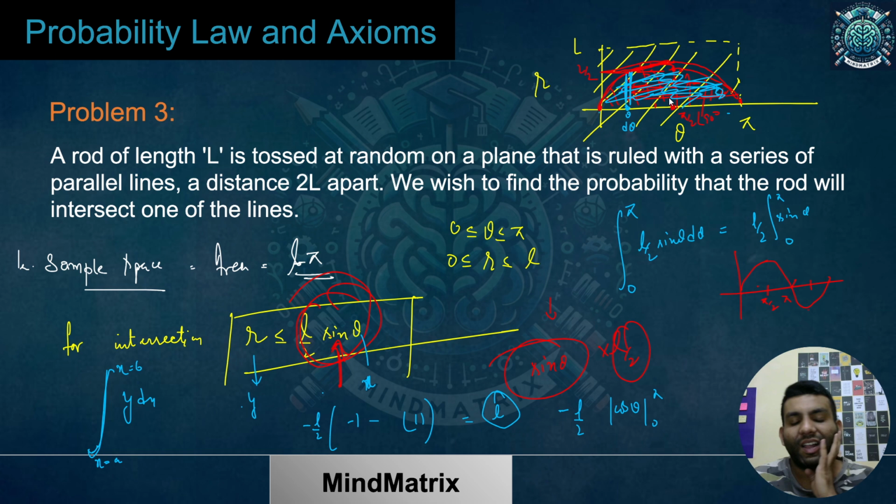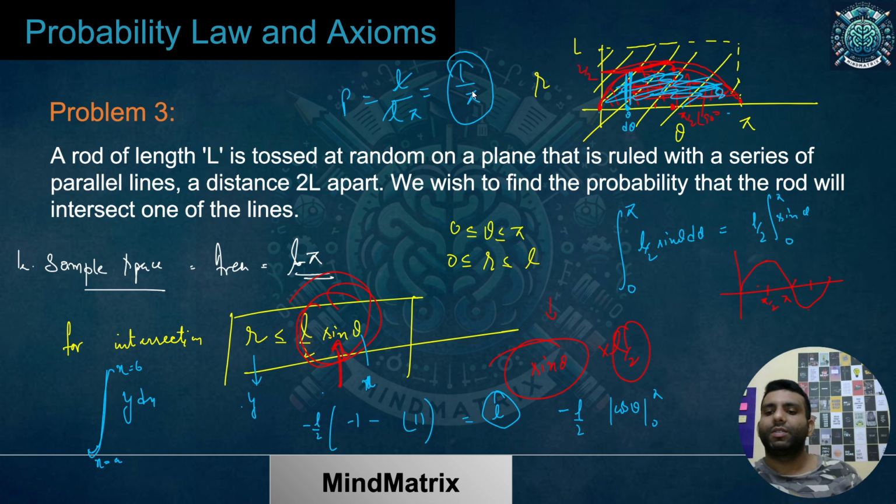Now, what is the final answer? The final answer becomes this area upon the complete area. So probability is, what is this area? This was L. We have just calculated. And what was the area of this complete rectangle? That was L pi. L gets cancelled and the answer is 1 by pi.